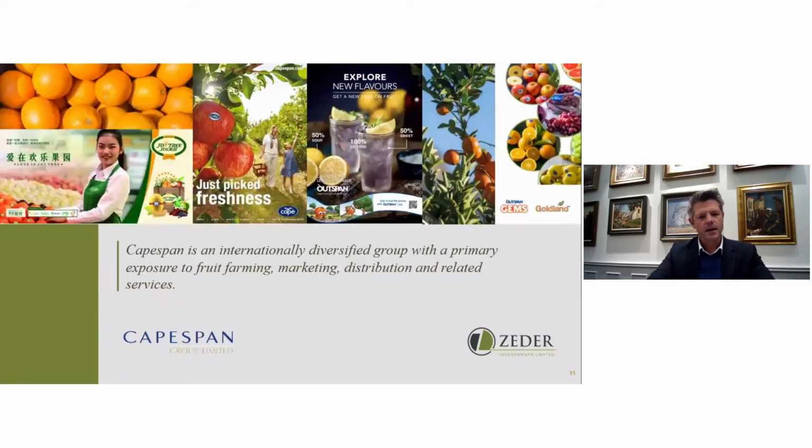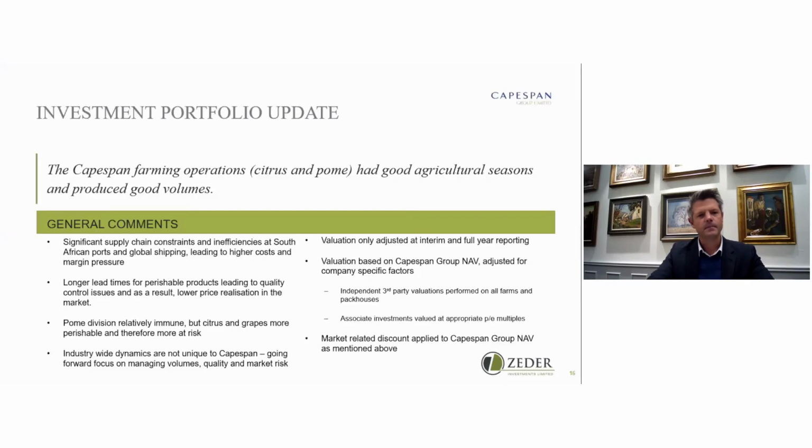In terms of Capespan, our business run by Tony Fuchs. The farming operations, the citrus and pome, had very good agricultural seasons, and there were very, very good volumes, that's specifically on the farms. But I think this industry is really feeling the pinch of supply chain constraints and inefficiencies at our ports. As a perishable product, longer lead times and delays mean quality control issues, and as a result, therefore, you realize a lower price in the market.